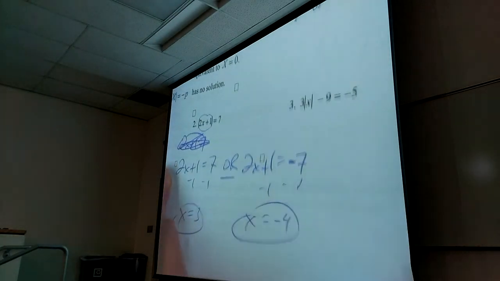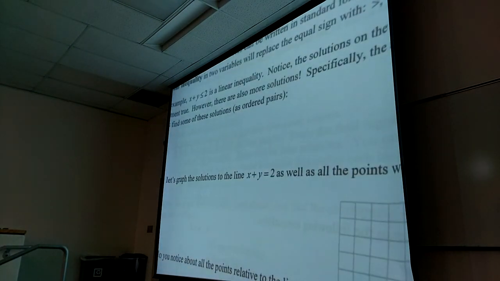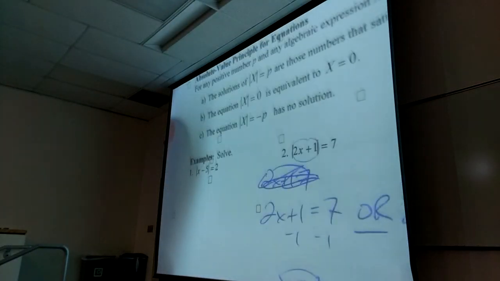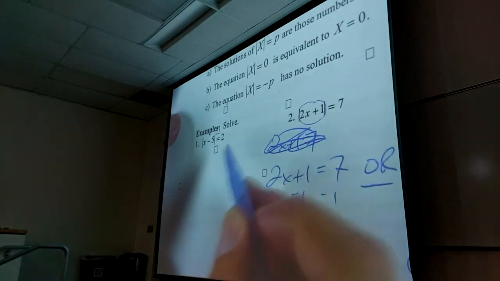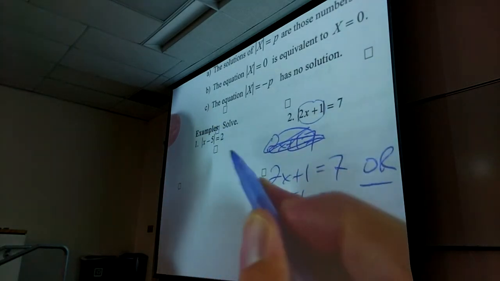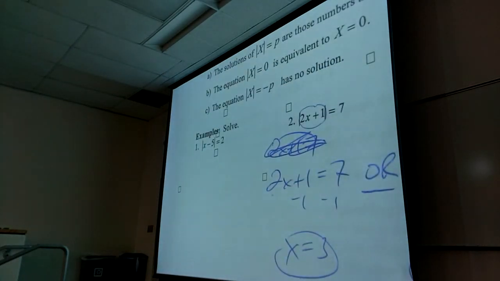Alright, so let me let you guys try. You guys try number 1 there. I'm not really sure what's up with this document, it has like measles or something. But oh well, just deal with the little boxes. So do number 1 there.